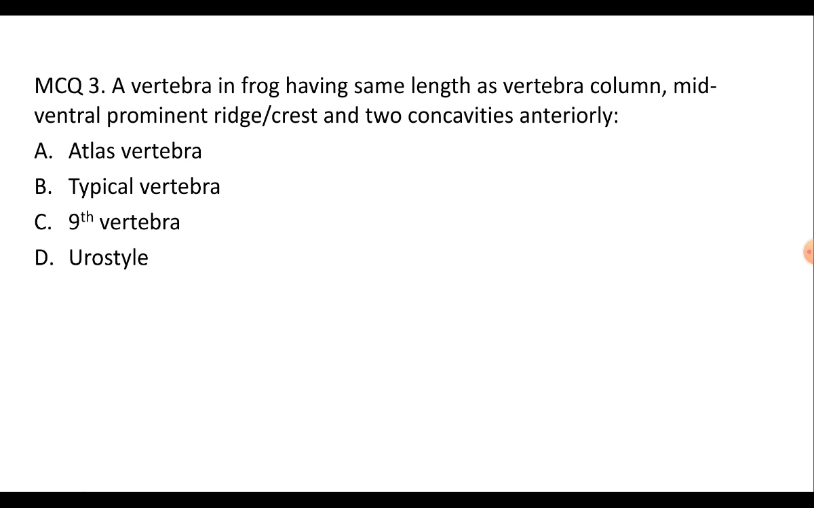The third question is, a vertebra in frog having the same length as the vertebral column, a mid-ventral prominent ridge or crest, and two concavities anteriorly. Is it the atlas vertebra, typical vertebra, ninth vertebra, or the urostyle? The answer is D, urostyle. It has almost the length of the vertebral column.